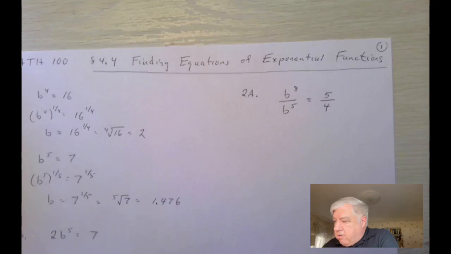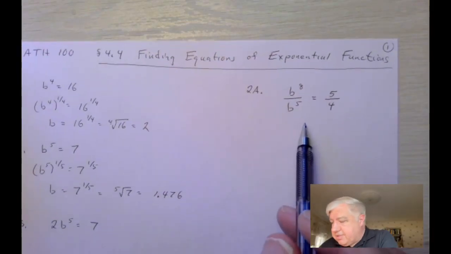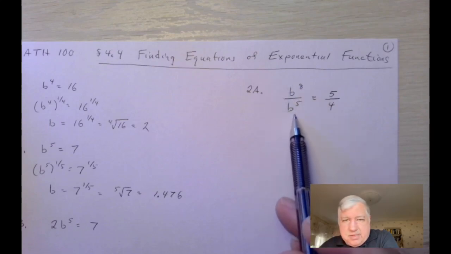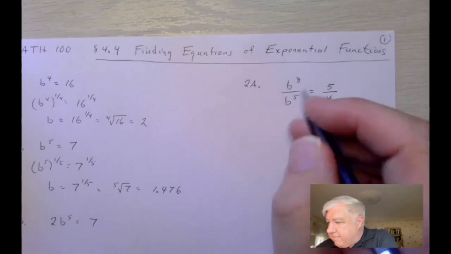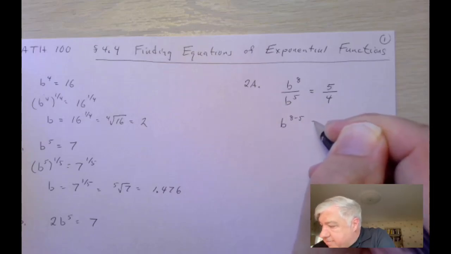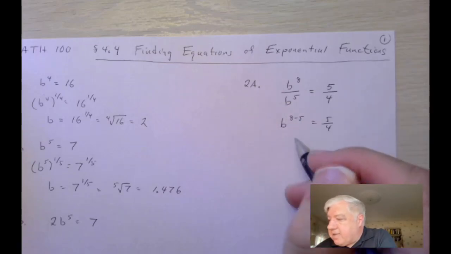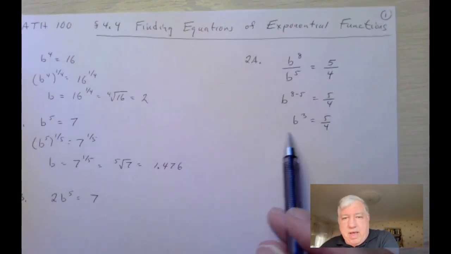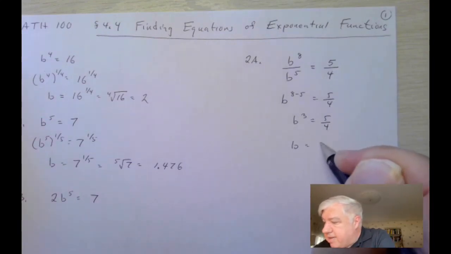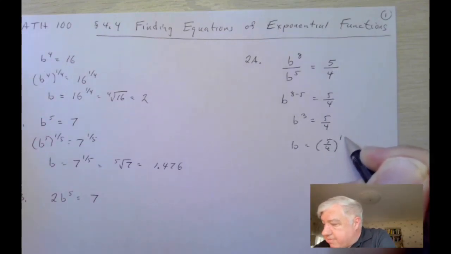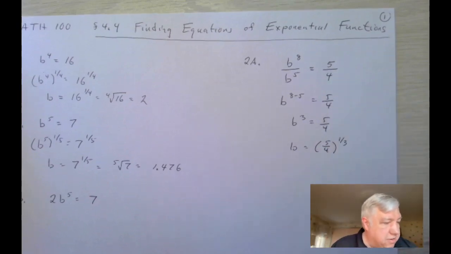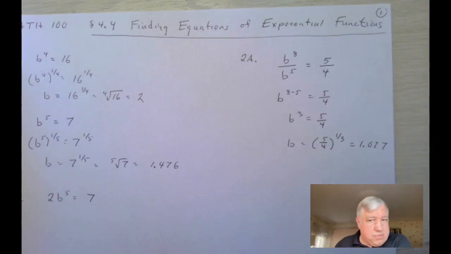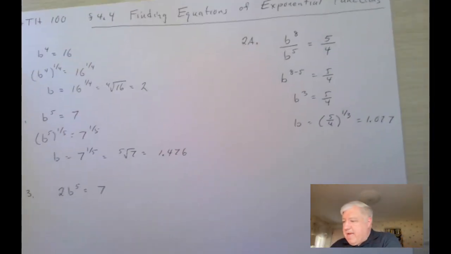Now 2a is something almost as simple, but in this case we have to rewrite the left-hand side. B to the 8th divided by b to the 5th is b to the 8 minus 5, and 8 minus 5 is 3. Now we can raise both sides to the 1/3 power, and we'll get b is 5/4 to the 1/3, which on your calculator turns out to be 1.077.